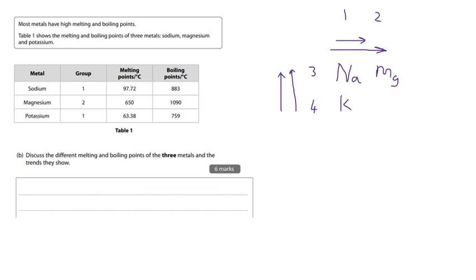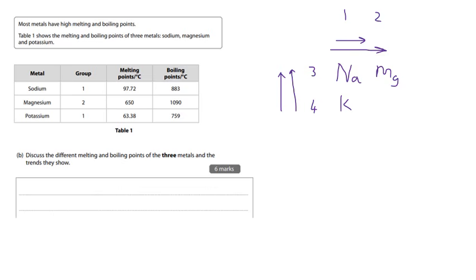If you look at this, sodium and potassium are in group 1 and magnesium is in group 2. Sodium and magnesium are in period 3 and potassium is in period 4. Now the trend in the periodic table, hopefully you've learned, is that as you go from left to right in the same period, the melting points and boiling points increase. Now, does that agree with the table that we're given here? Well, let's have a look.